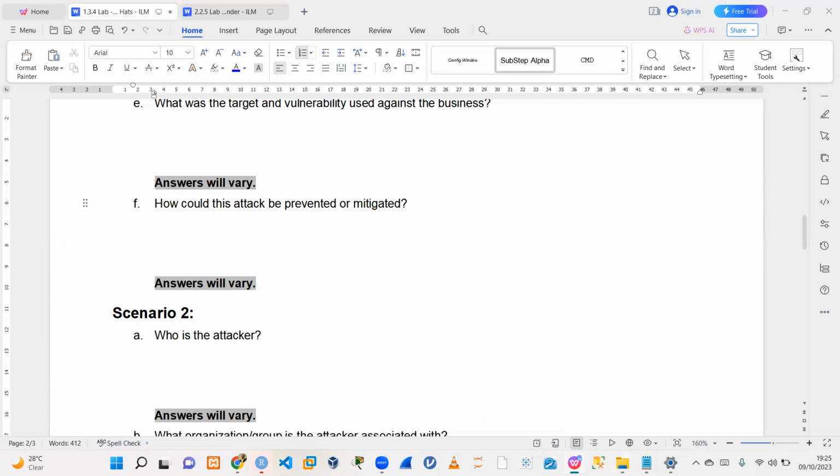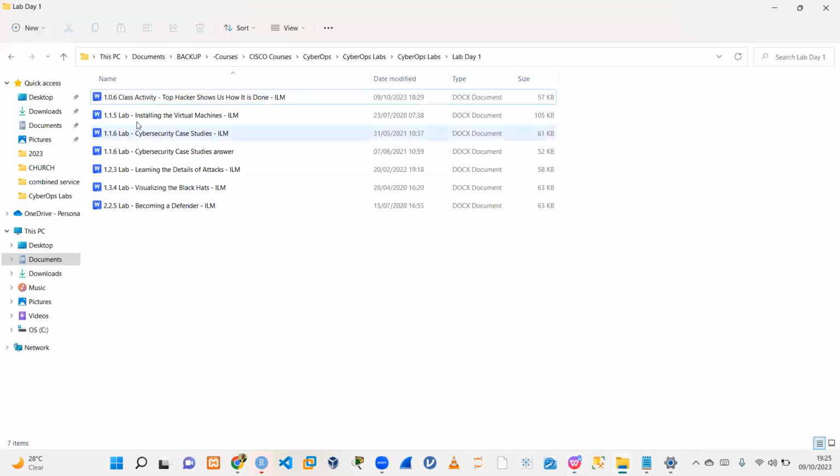So that's lab 1.15. This instruction is also on the group, so you can check it. You see the detailed guide about how to install your virtual machine. Then the files are also on the group. So if you have issues, you can let us know when you start installing it.